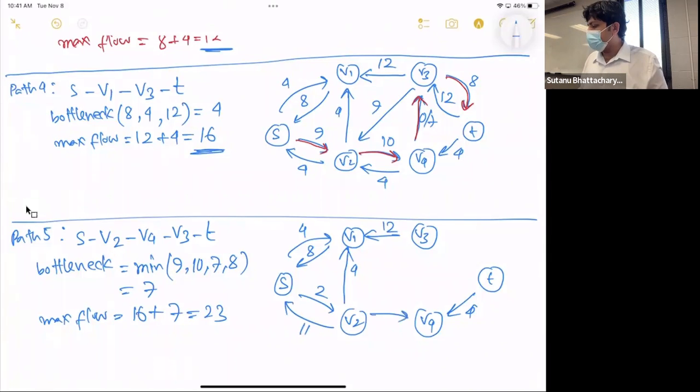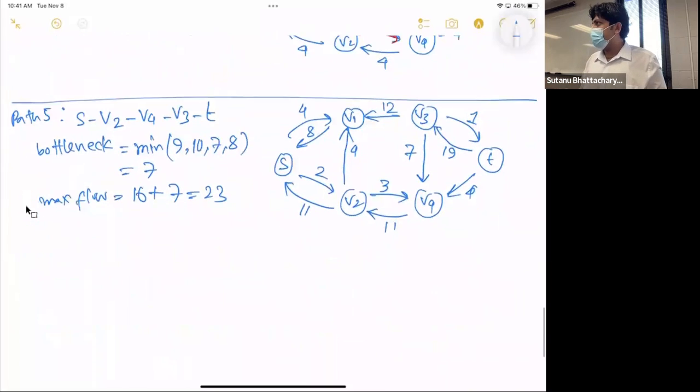V2 to V4: what is the forward edge? 3, that is 10 minus 7. What is the back edge? 11. Now V4 to V3: will there be any forward edge? No, because the edge will be saturated, so only the back edge. Now V3 to T: what is the forward edge? 1. And the back edge? 19. Okay, this is my current residual graph.